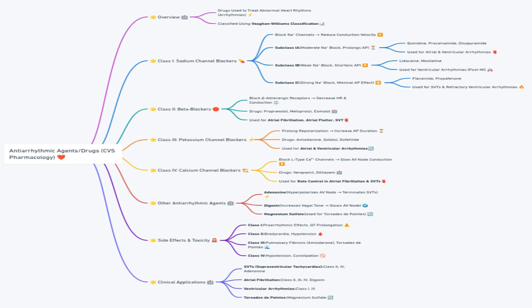Alright, so there's a mnemonic for the Vaughan Williams classes of antiarrhythmics, and it's very simple: Some Block Potassium Channels, and that's it. Class 1, Some, is the sodium channel blockers. Block, that's class 2, beta blockers. Potassium, that's class 3, potassium channel blockers. And Channels, the C is for calcium, so calcium channel blockers. So that is class 4.